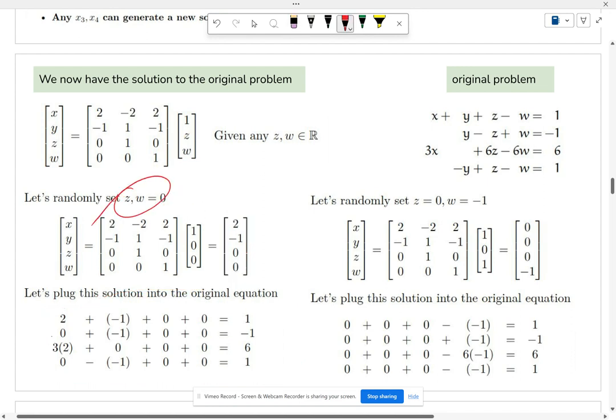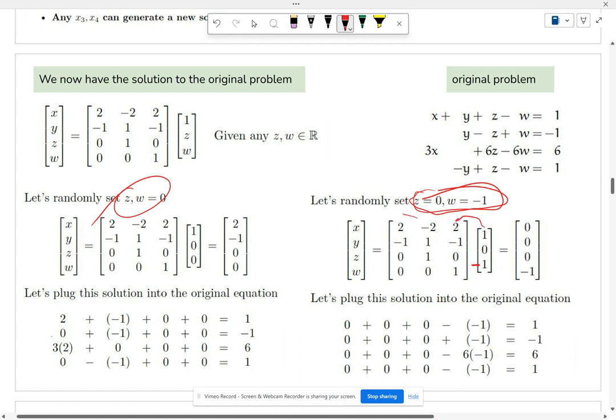Let's pick another one. If we can pick anything, it'll work. Now I'm going to pick 0, negative 1. So if I pick 0, negative 1, then let's see. I have a typo. This is supposed to be minus 1. Okay, so if we do minus 1 here, let's see.